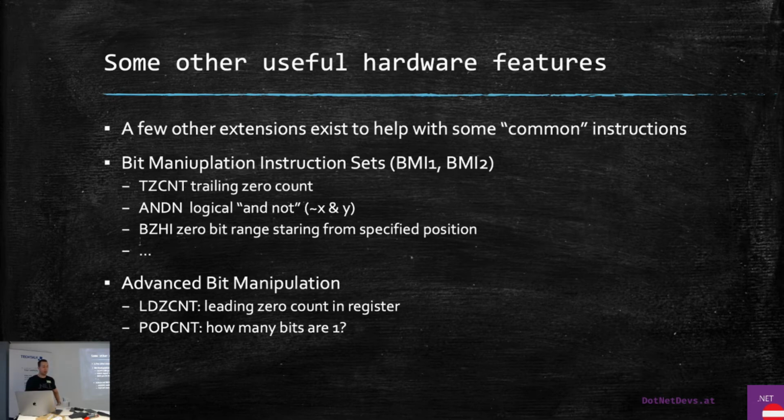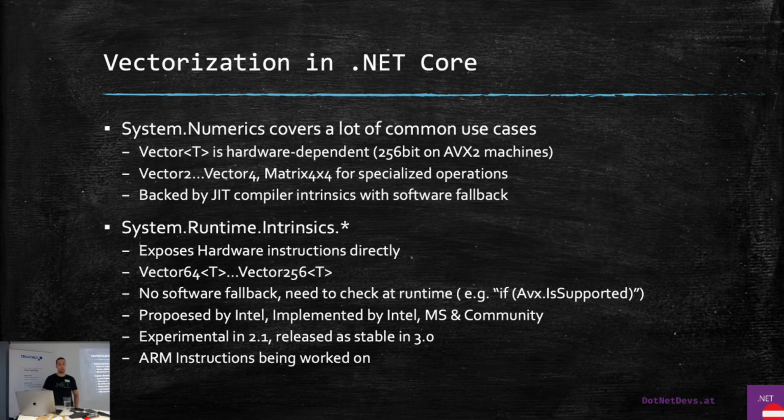So how would you use all that stuff in .NET Core? .NET Core actually has 2 APIs for that kind of stuff. One of them is System.Numerics, which provides a few built-in classes. One of them is Vector of T, so you can create a vector of ints, a vector of floats, vector of double, etc. And the length of the vector will be dependent on the platform you run on. So if you run on AVX2 machines, you will get 256 bits of data in Vector of T.